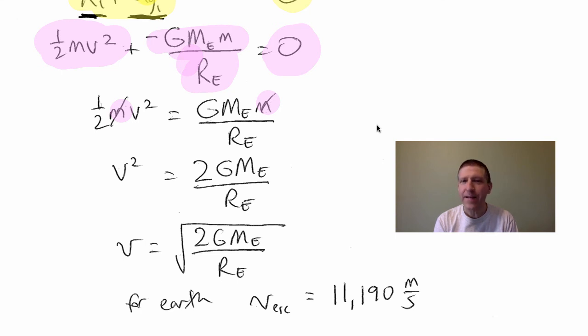It is going to make it how far? To infinity. And when it gets there, how much kinetic energy will it have? Well, when it finally gets there, it will have 0 kinetic energy, but it's so far away that it will never come back. That is it. That is escape velocity.